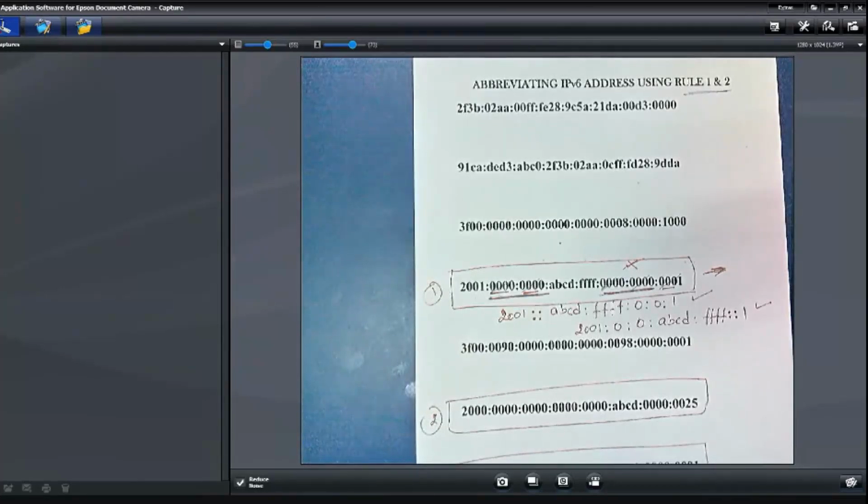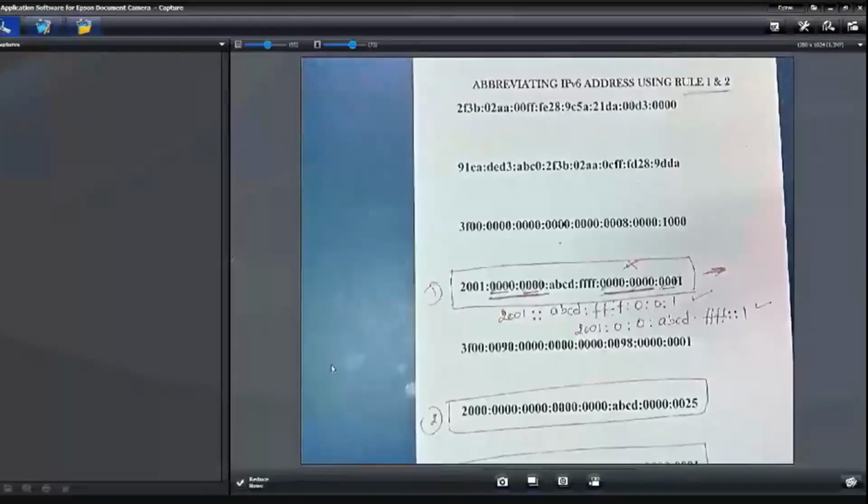Try to understand. You can remove anywhere, in the front or in the back, because both are equal. Both are 8 bits, 8 bits. You can remove anywhere, either in the first or in the last, because it is equal. Do you understand this?